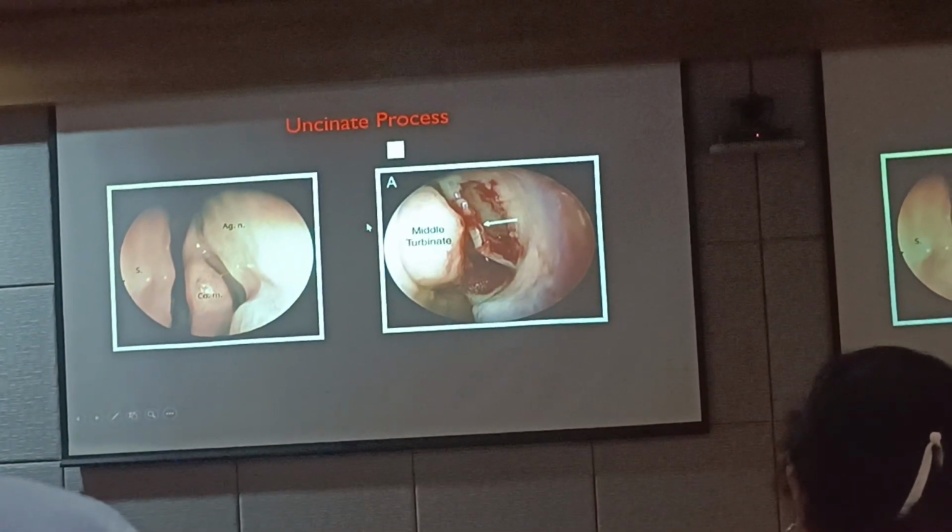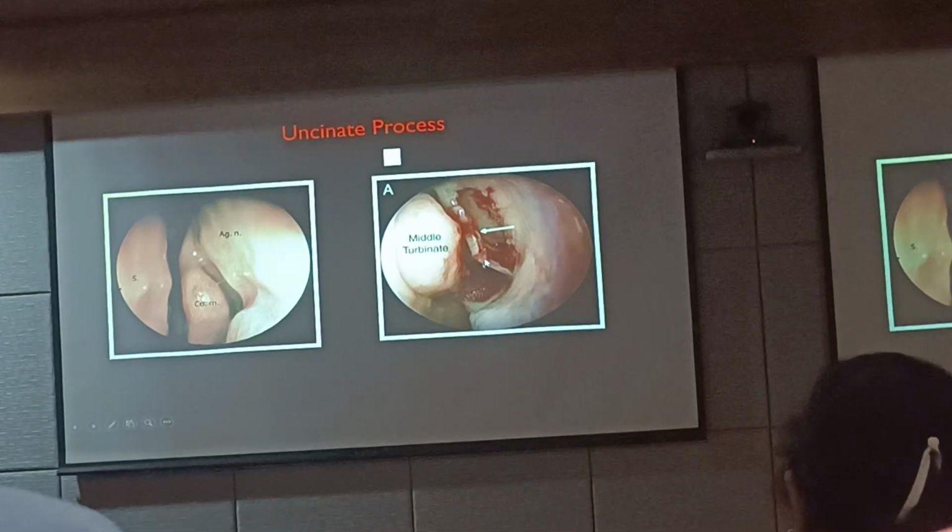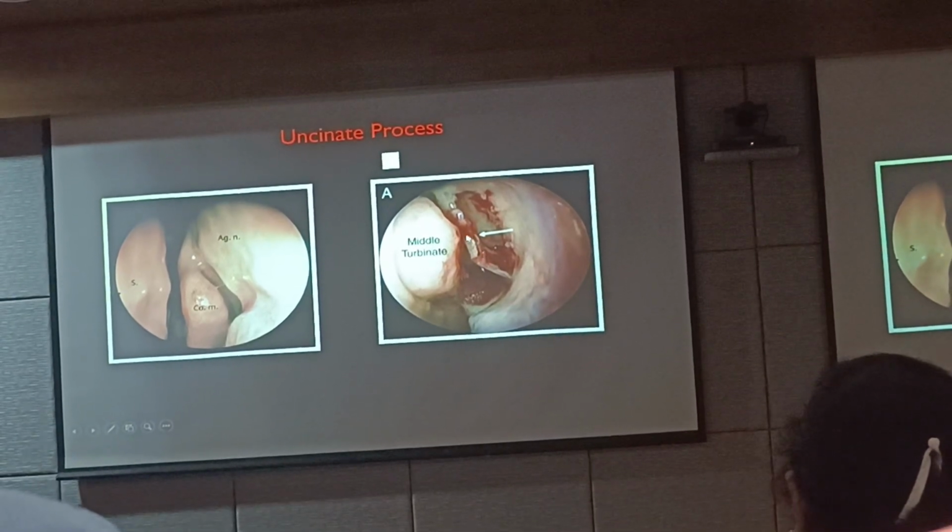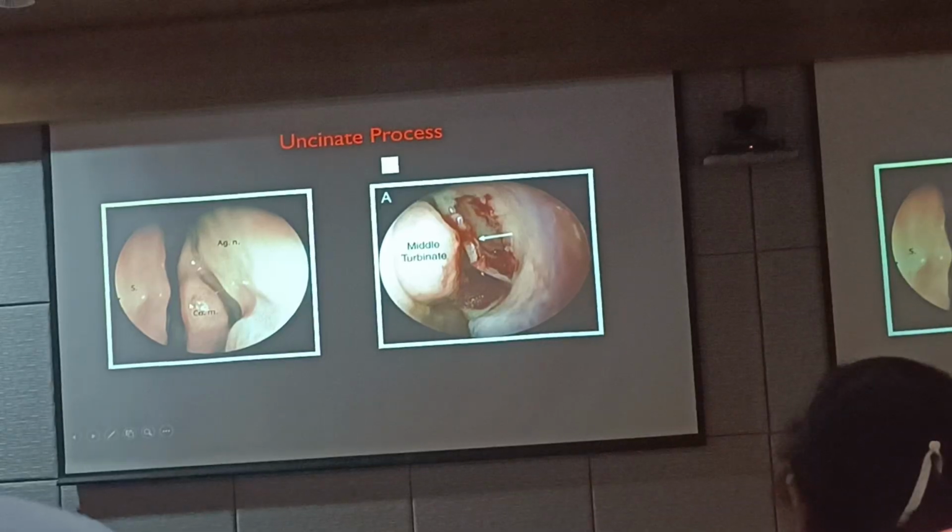So again, where is the uncinate process attached? You see this uncinate process is the first thing. It can be attached anywhere. It can be attached to the lateral nasal wall, it can go up, etc.